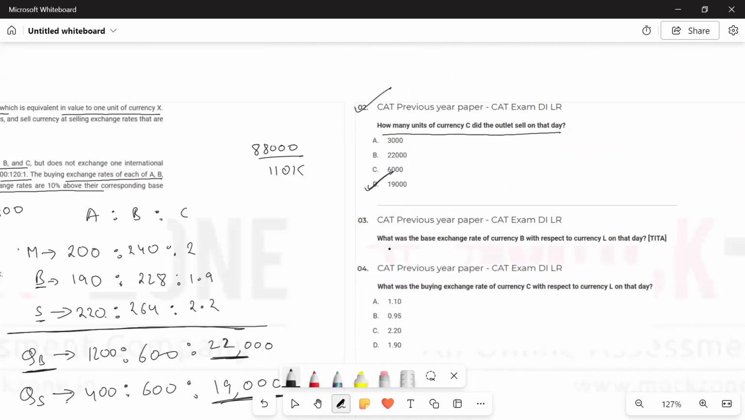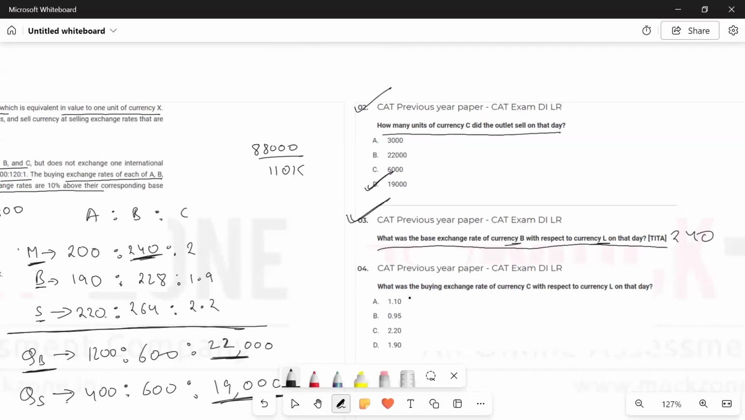The third question says, what was the base exchange rate of currency B with respect to L on that day? What was the base exchange rate? Base exchange rate is basically the market exchange rate of currency B with respect to L on that day. What is the answer to this? 240. Pretty simple and straightforward again.